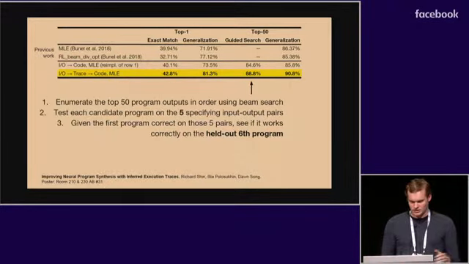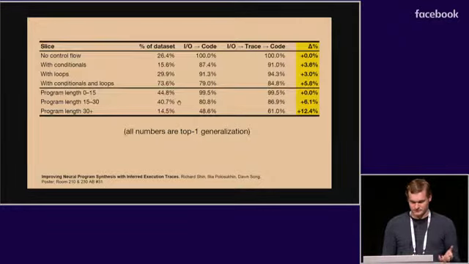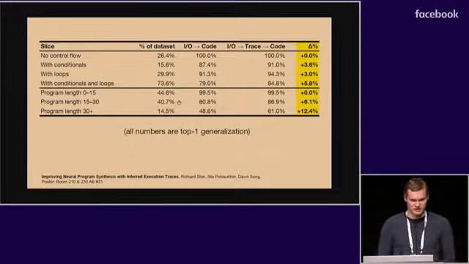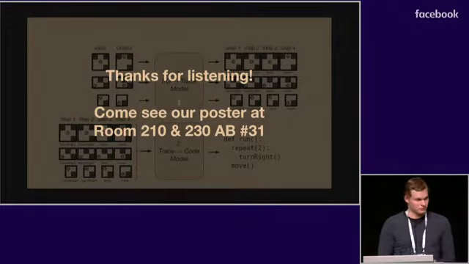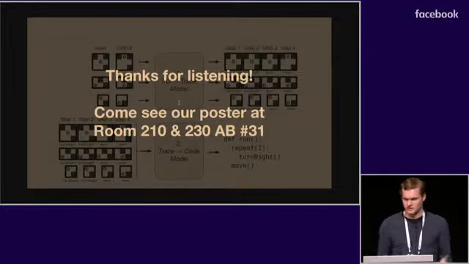And we added a new metric, which is a guided search, which allows us to use the 5 given input-output examples to find the correct program and then test on the 6th one. We also evaluate on different slices of data, showing that we outperform specifically on longer and more complex programs, which shows better generalization. Please stop by our poster at 31, and thank you.